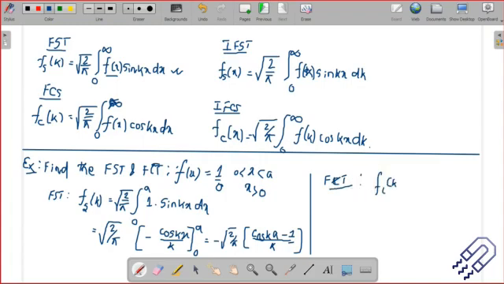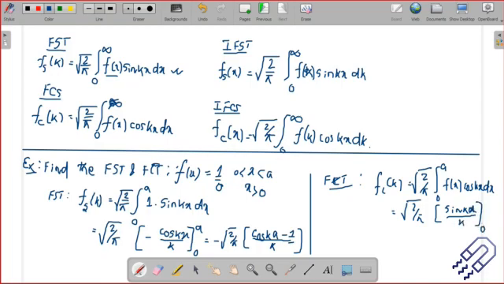So F_c(k). Just take this as an example, okay? Don't take this too seriously. If I'm in a good mood, I might just put this question because this is one of the easier ones. Cos of kx dx. So if you just solve it, this will be root over 2 by pi, and then f(x) is 1, so this is sine of kx divided by k, 0 to a, so I just replace that.